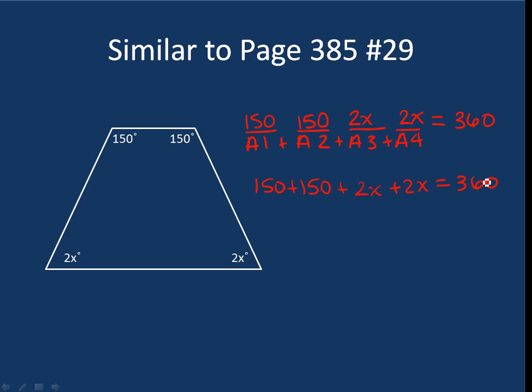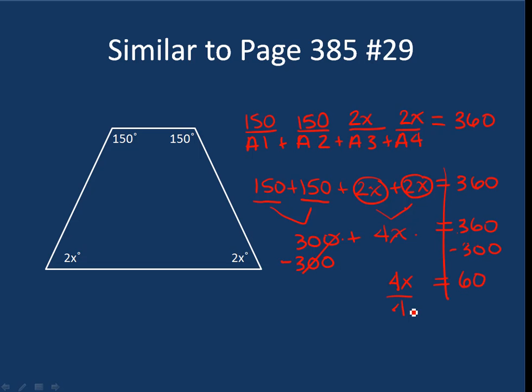Okay, and then we combine like terms. 150 and 150 are like terms because they don't have an x. 2x and 2x are like terms because they do have an x. So we have 300 plus 4x equals 360. Again, this is just regular algebra at this point. So I'm solving for x. I'm going to subtract 300 from both sides. And then I divide both sides by 4, and I get x equals 15. And on this problem, they're only asking you for x. They did not ask you to substitute in, so this is your final answer.